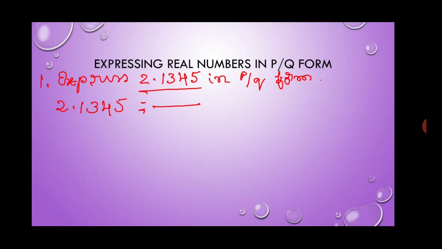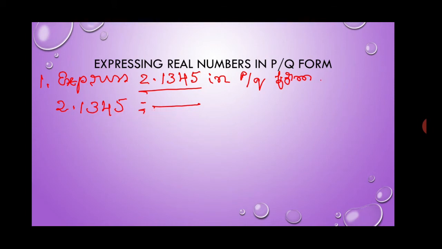Here, without the decimal point, read this number: 21345. So we have to write this number in the numerator. Next, after the decimal point, how many digits are here? There are 4 digits. So you have to put 4 zeros followed by 1 in the denominator, right?